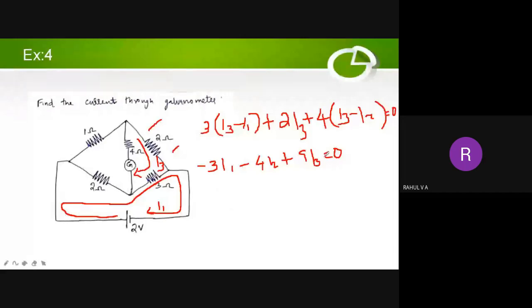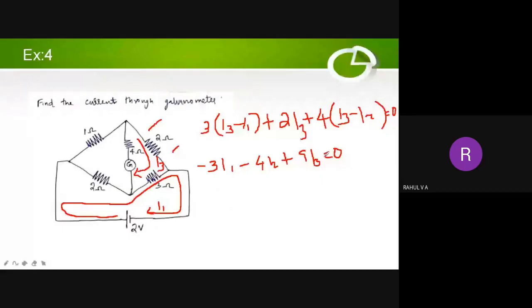Okay, now you got 3 equations. Now we got 3 equations. So now you solve those 3 equations and find out what are I1, I2 and I3.